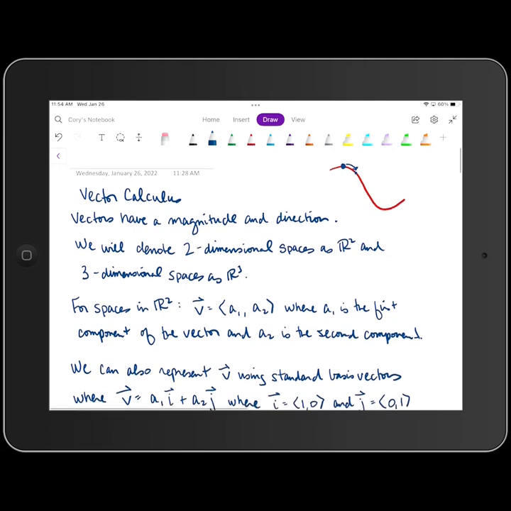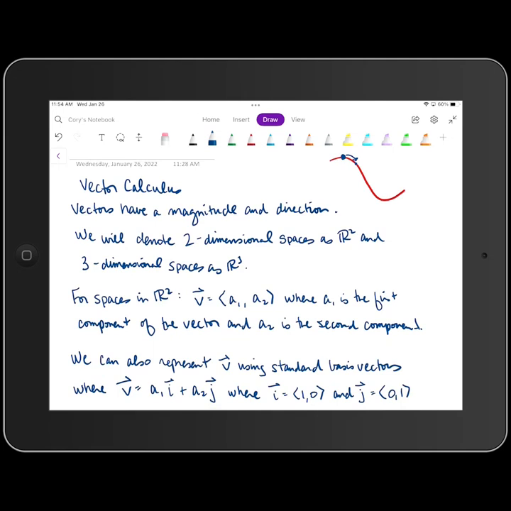Okay, so let's talk a little bit, just really briefly, about vectors and some things that we can do with vectors, and then we'll get into the stuff that we need to know in regards to calculus. So we say that vectors have a magnitude and a direction. So magnitude refers to a length, and direction, it's clear what that means.